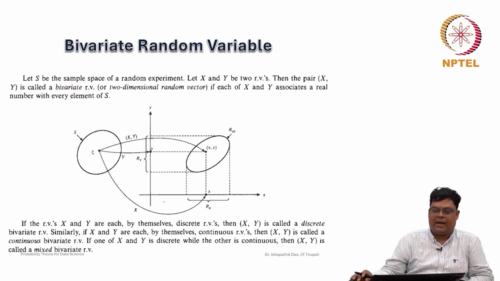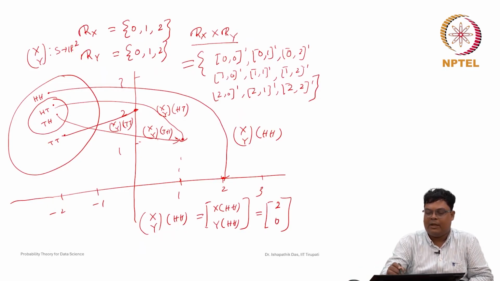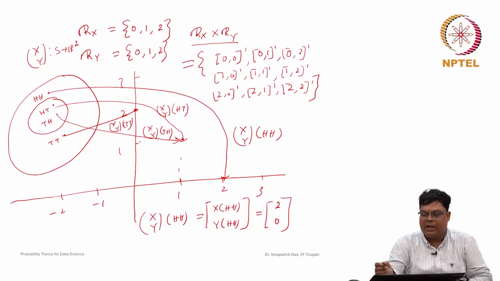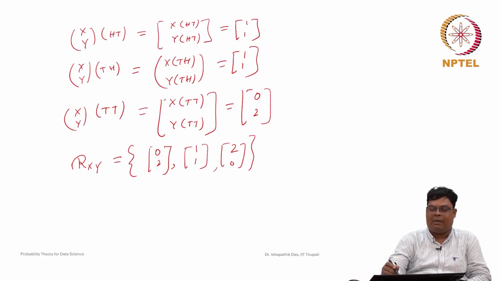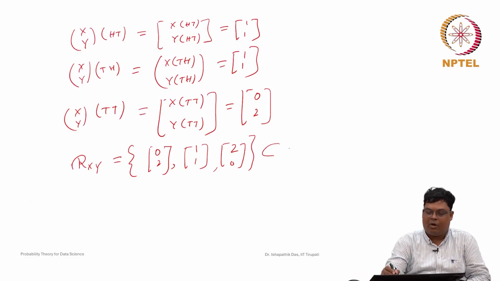However, you can see that Rx cross Ry contains many more points, whereas Rxy contains only 3 points: 0 2, 1 1 and 2 0. So, Rxy may not be the same as Rx cross Ry, but it will always be a subset of Rx cross Ry. Sometimes it may be exactly equal, but most of the time it is not. In this example, the range of the bivariate random variable Rxy is a subset of Rx cross Ry.